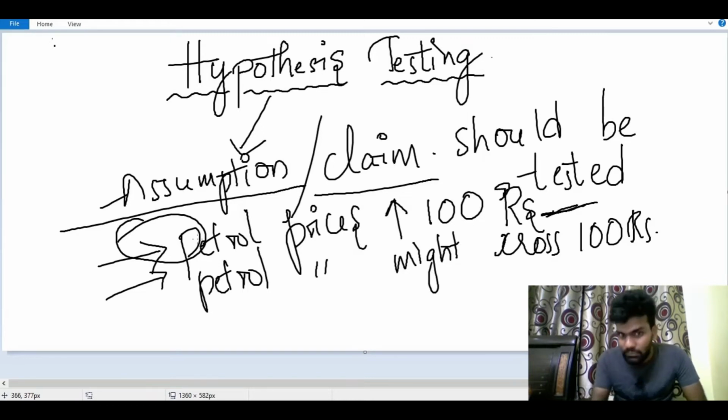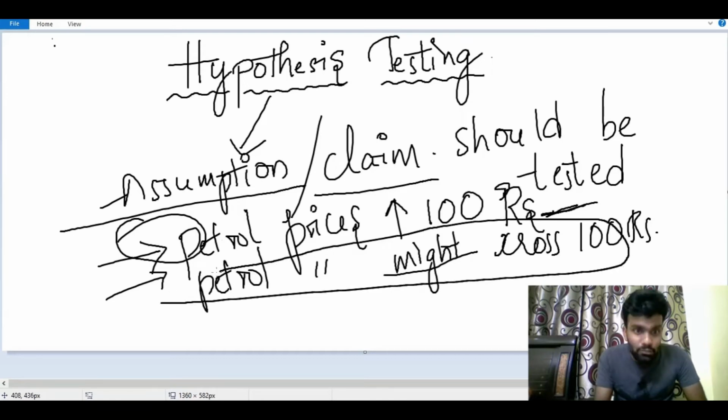If you take the second statement, petrol prices might cross 100 rupees, here we have the word might. We are not sure whether it will cross or not. So this is not a hypothesis. When you are making a hypothesis for any problem statement, you should follow this method: it should be testable. That is what you should remember when it comes to hypothesis.